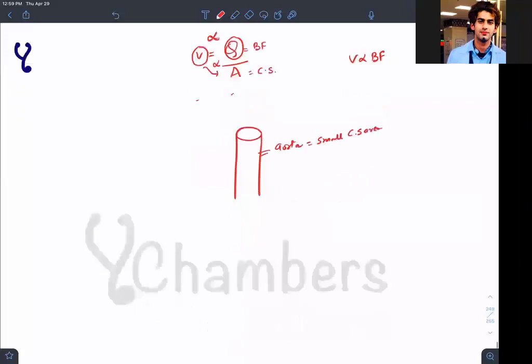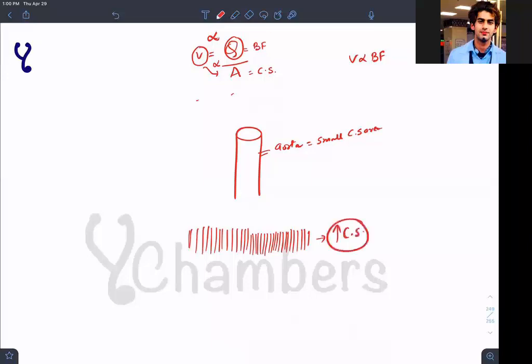Now I bring all the capillaries of my body. I add them all together, and they become large. I bring all the capillaries, guys, and then you tell me the cross-sectional area has increased. The total cross-sectional area is actually maximum. Very nice, the cross-sectional area has increased.